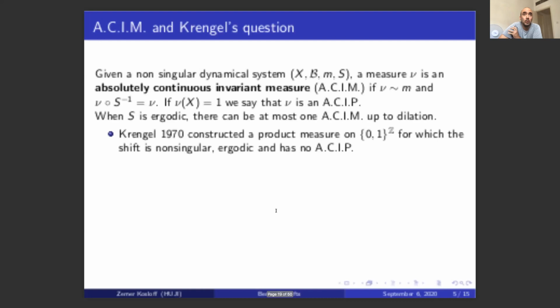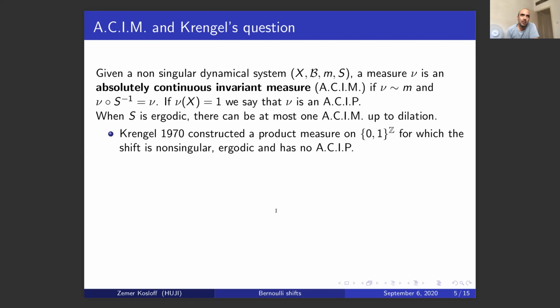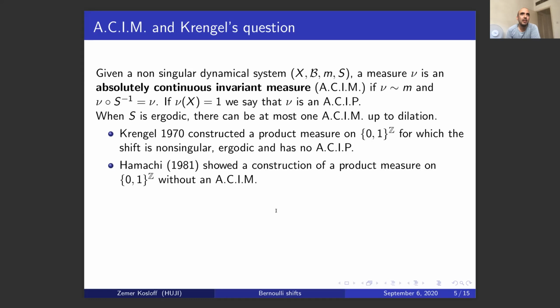The starting point of this question was in Krengel's work from 1970, where he constructed a product measure on two symbols for which the shift is non-singular and ergodic, which he had to prove at that time, and has no absolutely continuous invariant probability. The way he showed this is that the ergodic theorem fails for the measure. There is one measure which you would expect to be the ACIP, and the product measure that he constructed behaves differently with respect to the ergodic theorem. So this was Krengel's construction, and he asked whether you could have one without any absolutely continuous invariant measure. This was shown some 11 years later by Aaronson, who constructed such a Bernoulli shift with no ACIM.